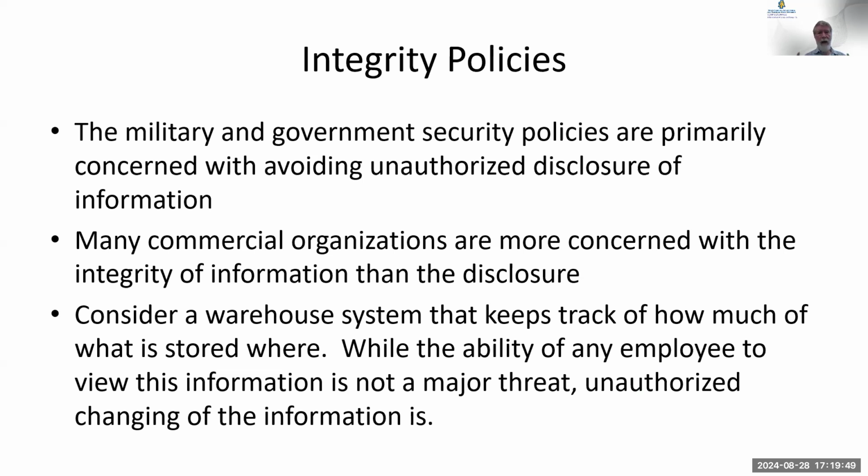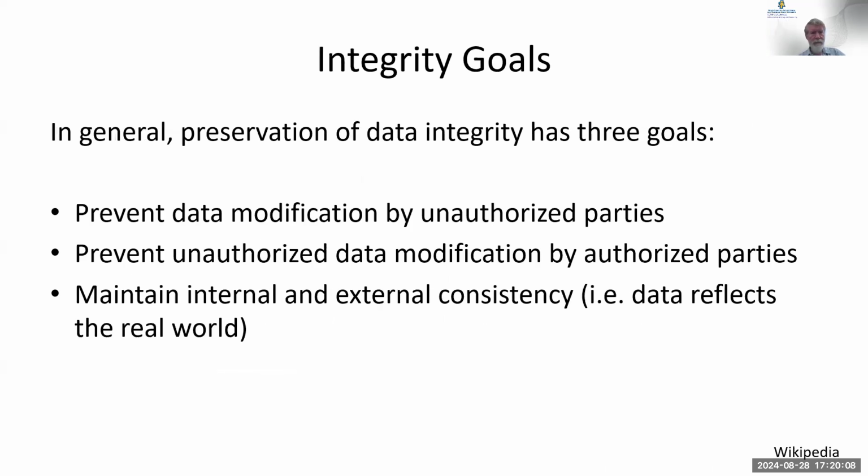You don't worry so much about people seeing the information as improperly changing the information. A warehouse is an example where the employees may be able to view information, but you don't want them to change it. In other words, you can read up, but you can't write up. You can't change things because you don't have the authority to change. In general, integrity policies want to prevent unauthorized people from changing the data.